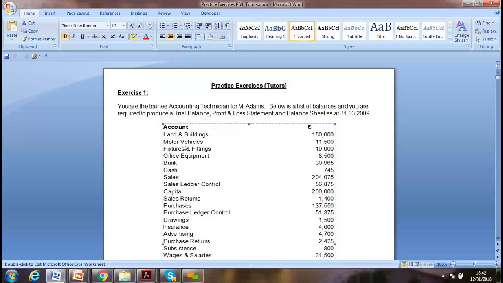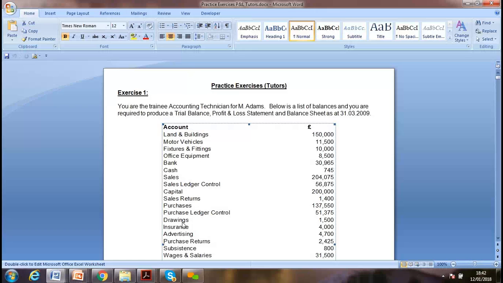So land, motor vehicle, fixture and fitting, office equipment are our assets. Bank is our asset. Cash is our asset. Sales is our income. Sales ledger control means our debtors, the customers, who owe us money. Capital means our investment, that goes on the credit side. Purchases go on the debit side. Purchase ledger means the money we owe: we purchased something but have not paid the money, so that's a liability for the business, and liabilities go on the credit side.